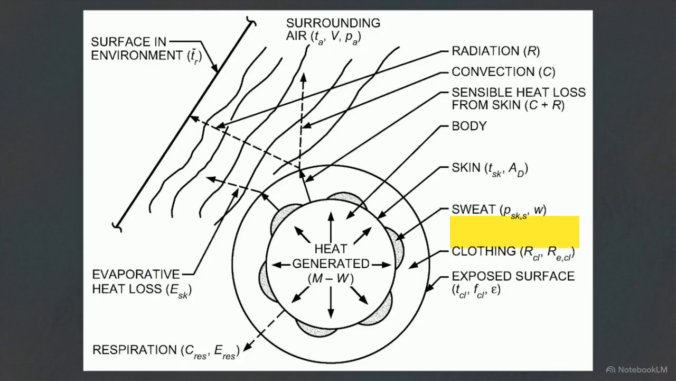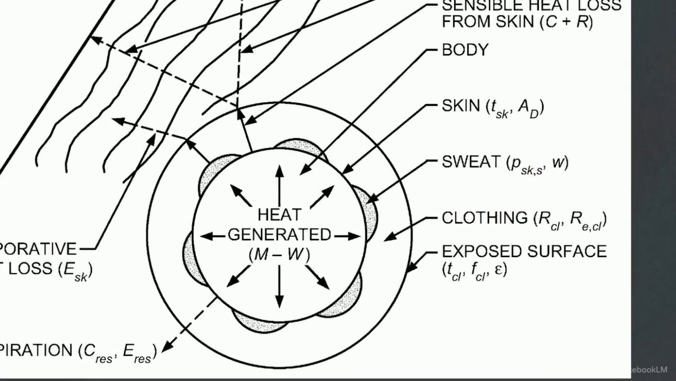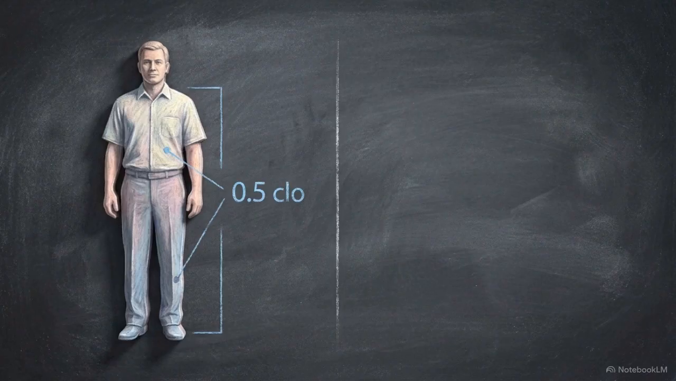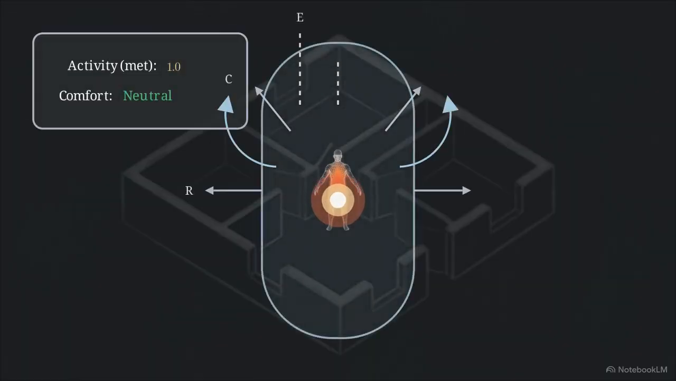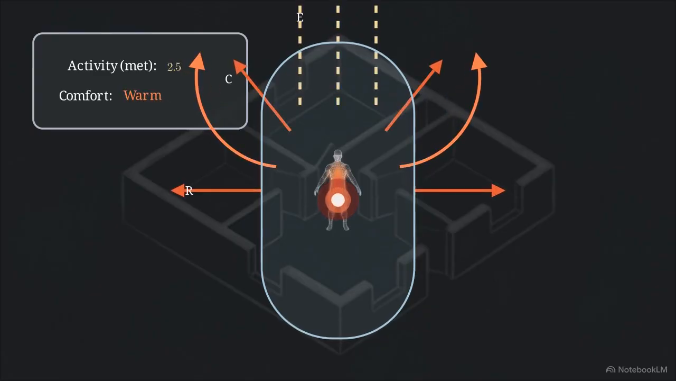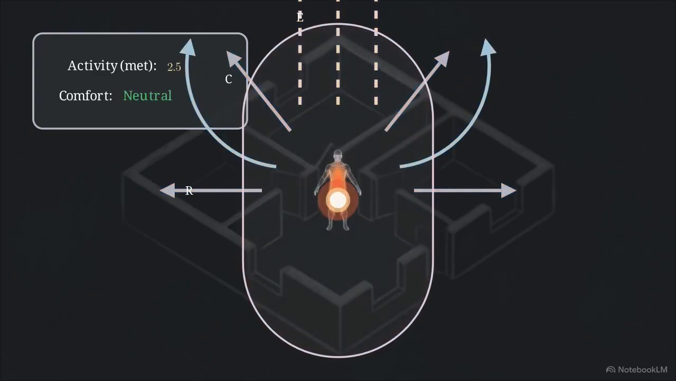Clothing acts as a thermal resistor, measured in Clo units, which dictates how easily metabolic heat can escape the body's surface. Standard engineering calculations assume an insulation value of 0.5 Clo for typical summer clothing, like a short-sleeved shirt and light slacks. For winter, that value increases to 0.9 Clo to account for heavier fabrics and layers. Achieving thermal comfort requires balancing a dynamic, continuously regulating heat flux equation, rather than simply satisfying a static room temperature preference.